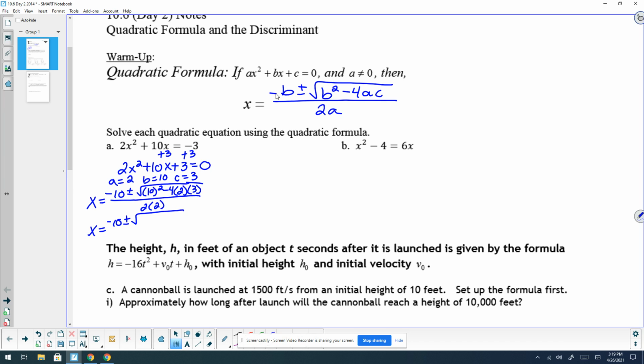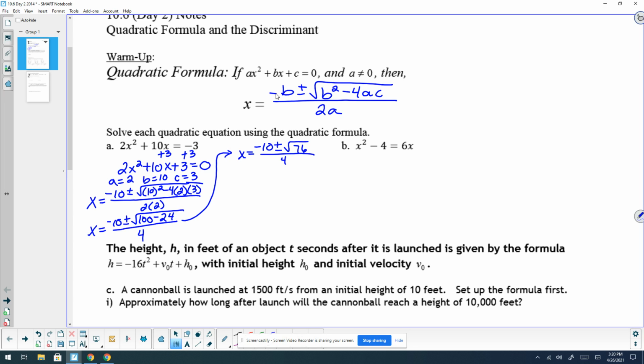So 10 squared is 100. Minus 4 times 2 is 8, negative 8. And then negative 8 times 3 would be negative 24. That's over 4 because 2 times 2 is 4. Okay? Now what I need to do is to go ahead and take 100 minus 24. So x equals the opposite of 10 or negative 10 plus or minus the square root of 76. All of that is over 4.